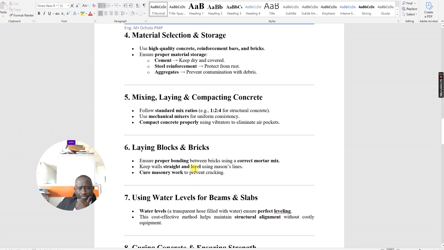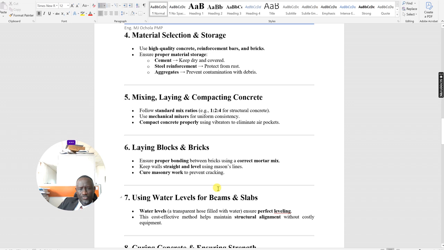You have to ensure proper bonding between the bricks using a correct mortar mix. This is what I'm telling you. This correct mortar mix is a design output from the engineer, and it should be part of the specification in the drawing and also in the bills of quantities.